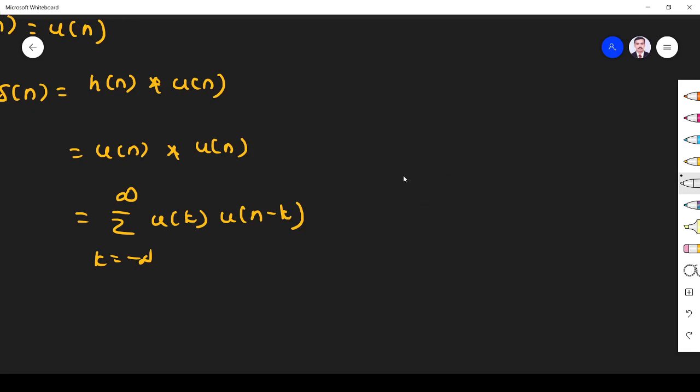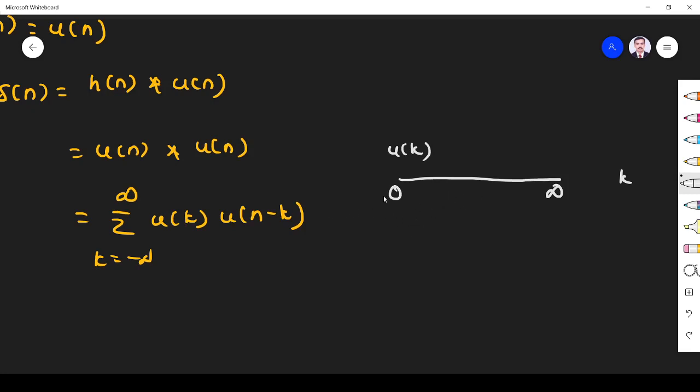Okay, right. Here u of k exists from k equal to 0 to infinity, because we know u exists for positive values of k. So 0 to infinity, k value. Then u of 0 is 1, up to u of infinity it is 1. So for k equal to 0 to infinity only, u of k exists.